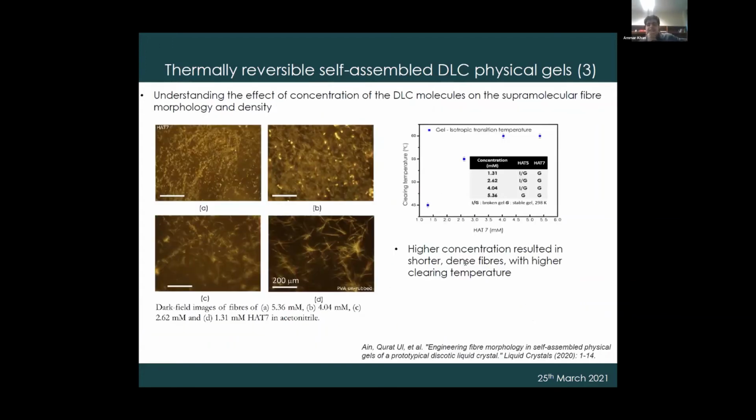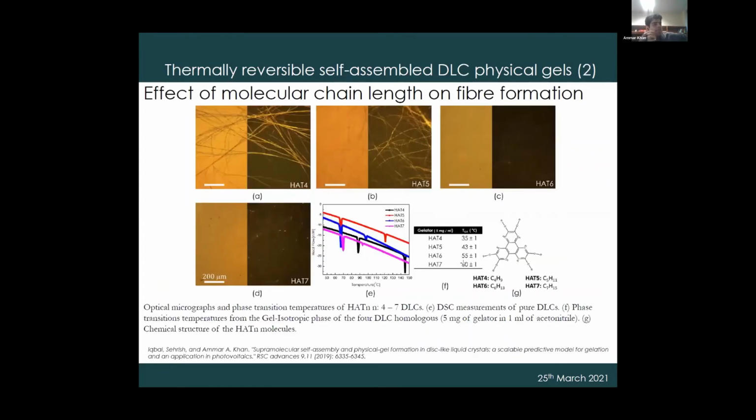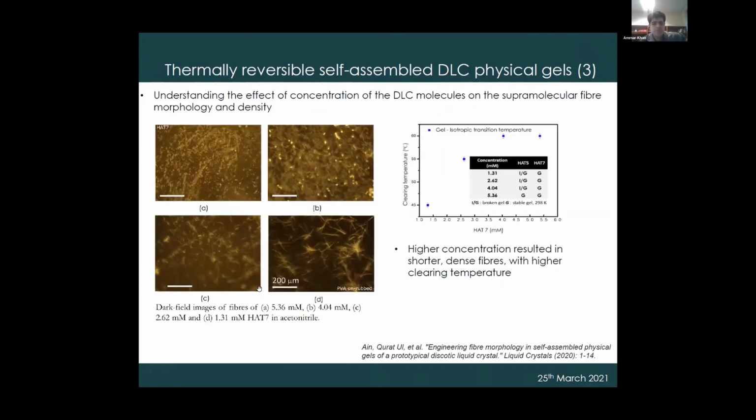Now, the next thing that we wanted to explore was that okay, you have these disc-like liquid crystalline molecules, and they're forming gels in these solvents. What if we change the concentration? So I took this HAT7, so this triphenylene core with C7H15 attached to it, and varied the concentration from 5.36 millimolar to 1.31 millimolar in acetonitrile. And what we saw was that lowering the concentration leads to longer and thinner aggregates, which had a lower clearing temperature, but the fibers were definitely longer.